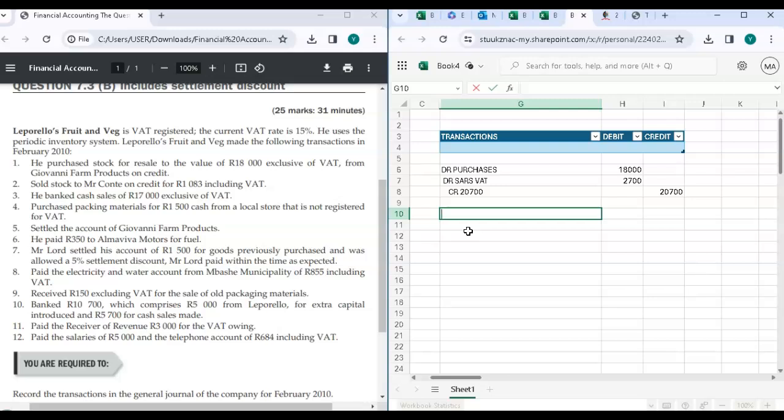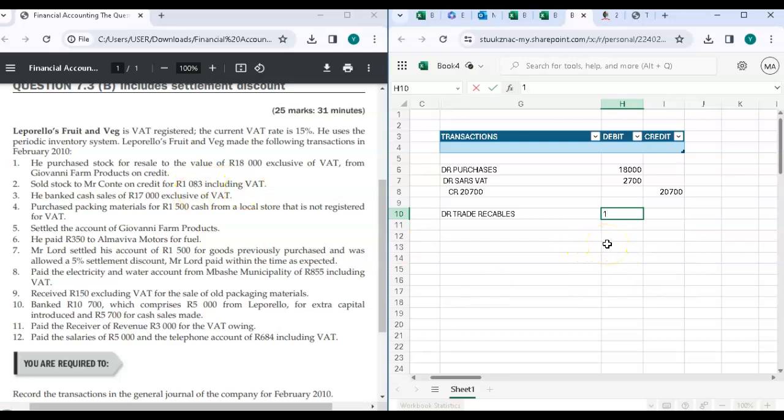Now, here's the thing. When you see the debit now, it'll be what? So sold stock. It'll definitely be trade receivables because that's increasing. So trade receivables, because the account, like debtors control, is increasing. Now, what will be the amount? The amount will be 1,083, including VAT.